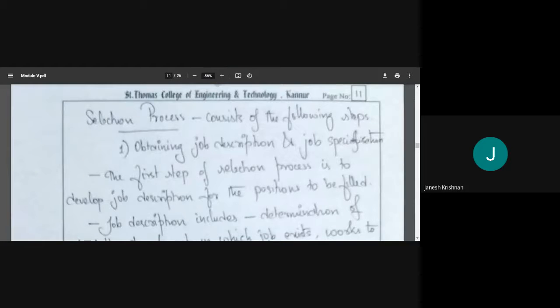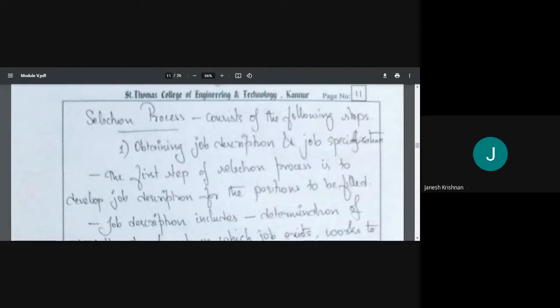Now, what is the selection process? The selection process consists of the following steps. The first one is obtaining job description and job specification. So we have done the job analysis, and we have the results. That will give you the job specification and job description. So the first step of the selection process is to develop a job description for the position to be filled.